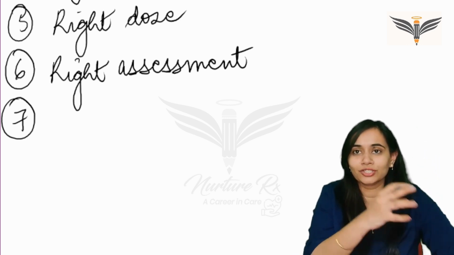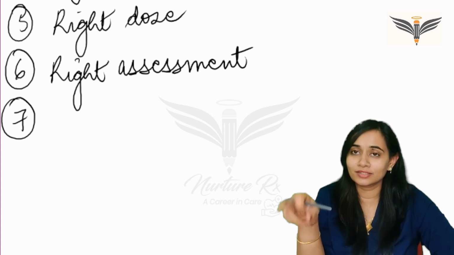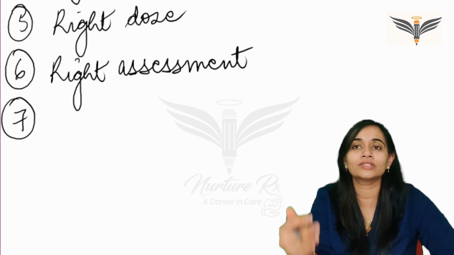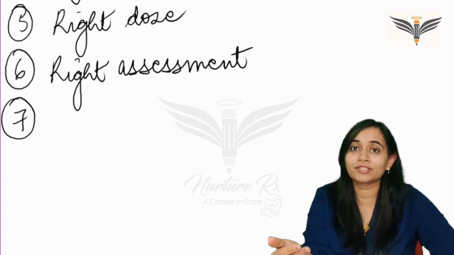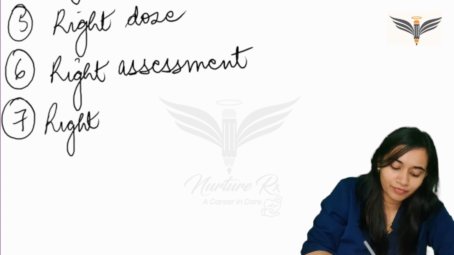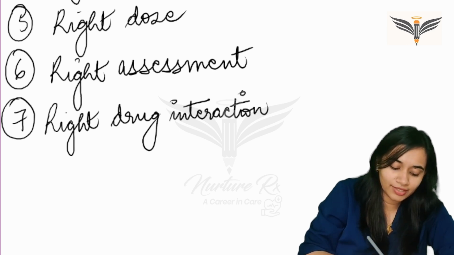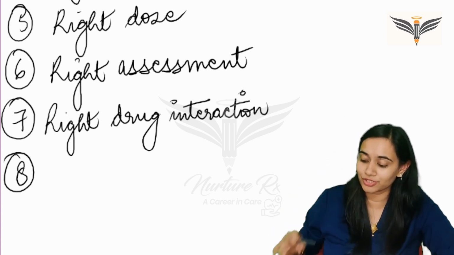Okay. Now, what is the next thing? Now you know the patient, you know the drug, and you know that the patient is ready to take the drug. Now you will see the drug charting, and you see that there is no other drug which is going to cause drug interaction with the current drug that you are going to administer now. So you need to know the right drug interaction. Now you know that your drug is safe to give to the patient.